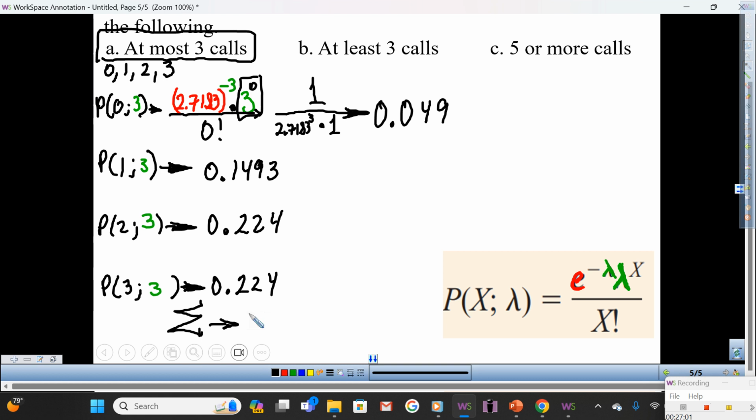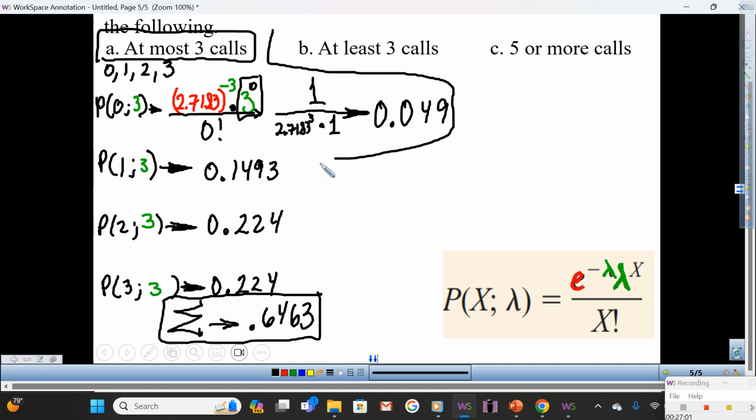0.049 plus 0.1493 plus 0.224 plus 0.224, and Diego says 0.6463. All right, let's go. Okay. So, just leg work here, is that correct?